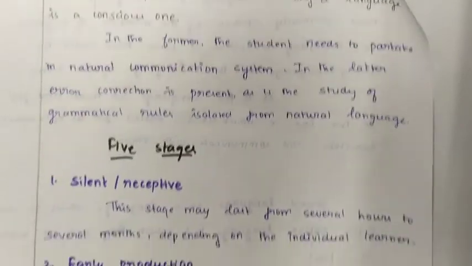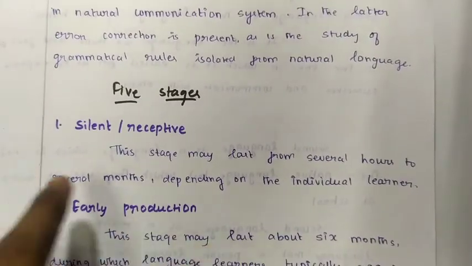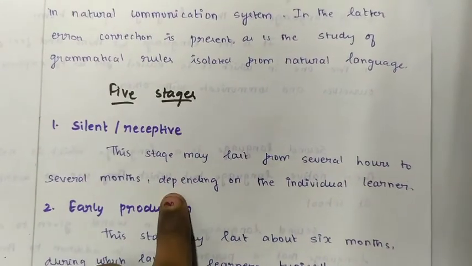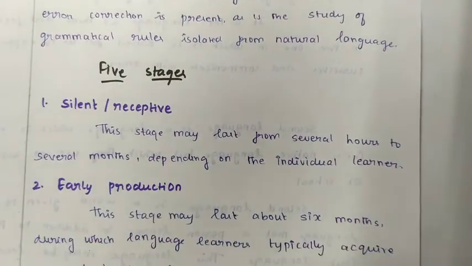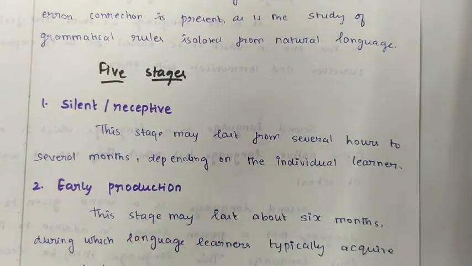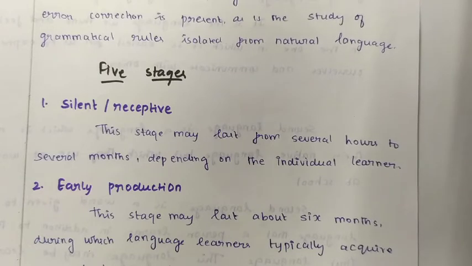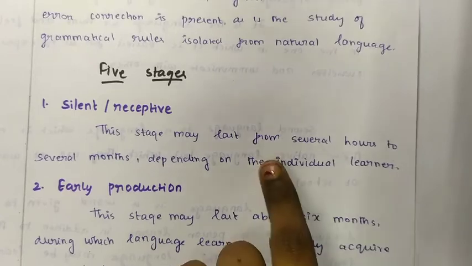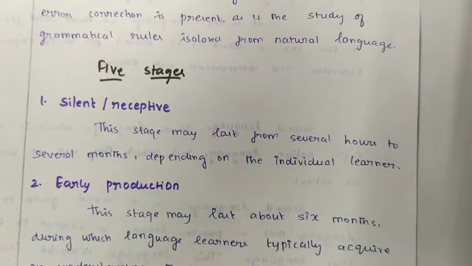There are 5 stages to acquire a language. First thing is silent or receptive. This stage may last for several hours to several months depending on the individual learner. First of all, we used to listen, right? We used to listen to how it is, how they are pronouncing it. So this lasts for about several hours to several months.